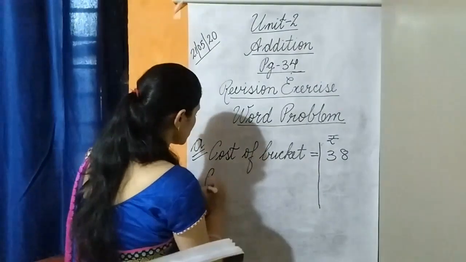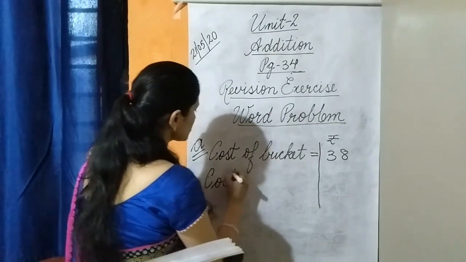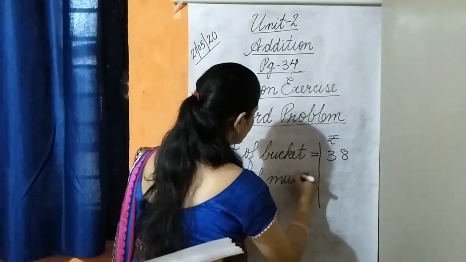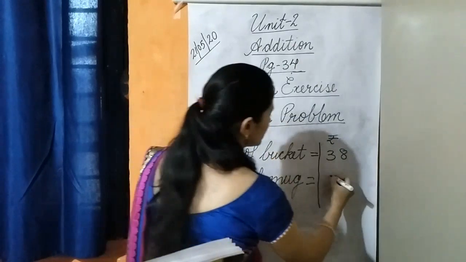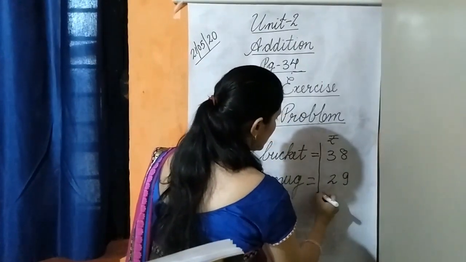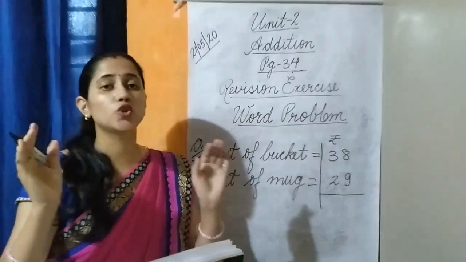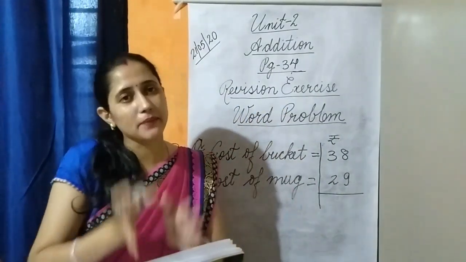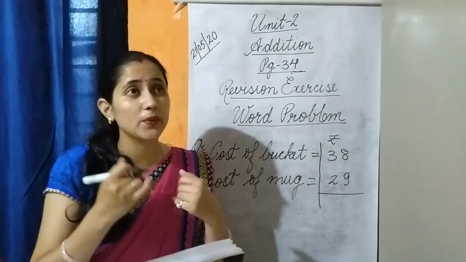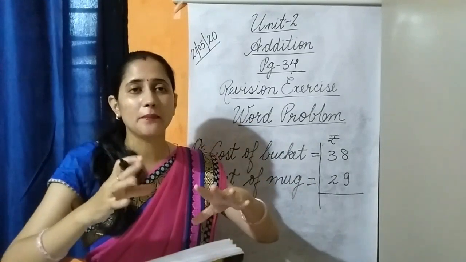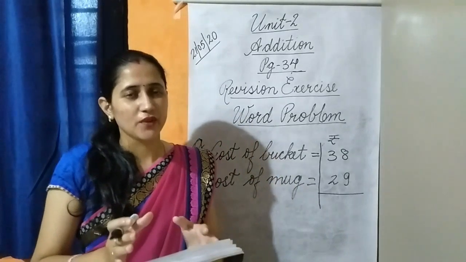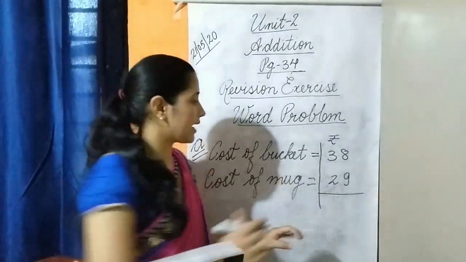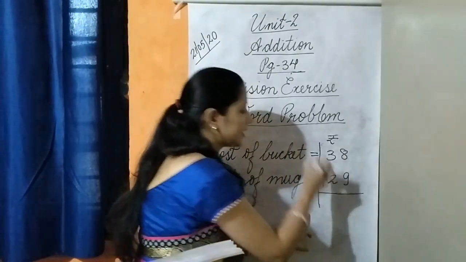So our next statement will be cost of mug, 29. And because we have to find the total amount to buy the bucket and the mug, whenever we have to find the total amount or total value, or the sum of any amount, in that case what do we do? In that case we do addition.